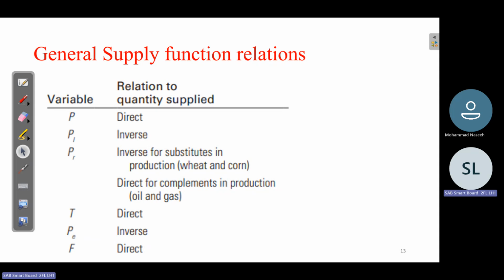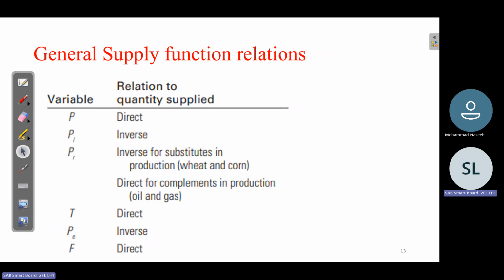When considering supply determinants, the supplier's profit motive needs to be considered. When the price increases, profit will increase.